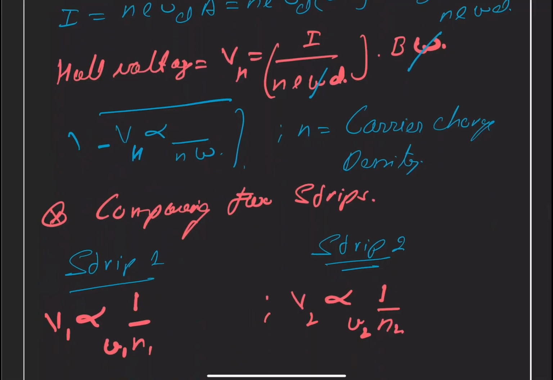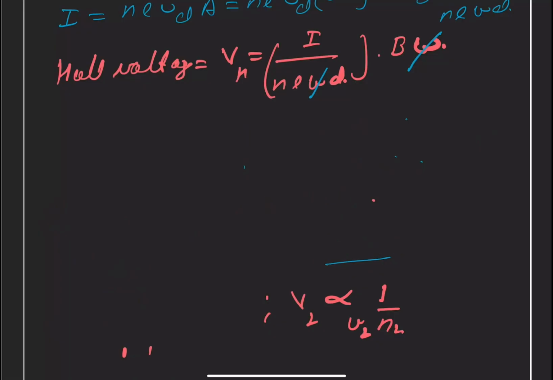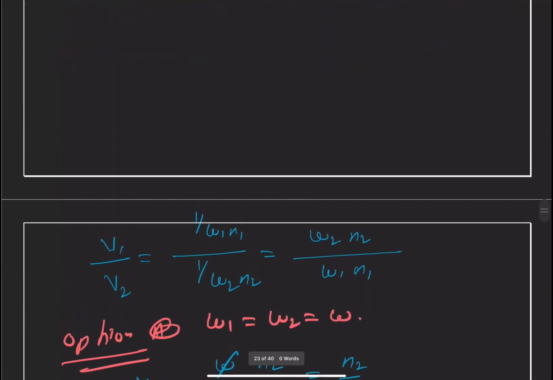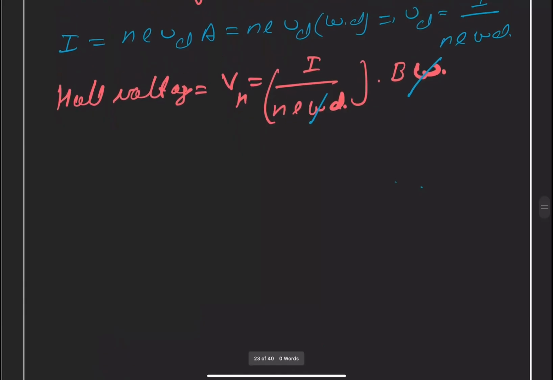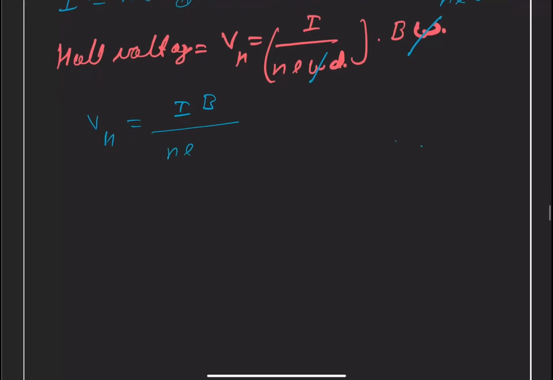Okay. So now we can just write this entire thing again. Okay, let me first complete it. So here we get that our Hall voltage, that is VH, will be equal to I multiplied by magnetic field, and this is our NE multiplied by D.